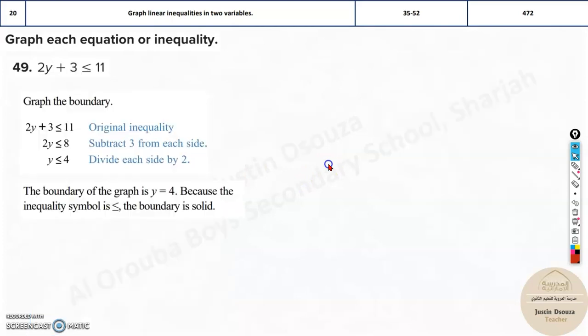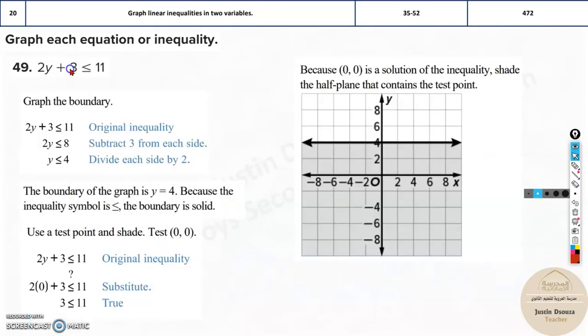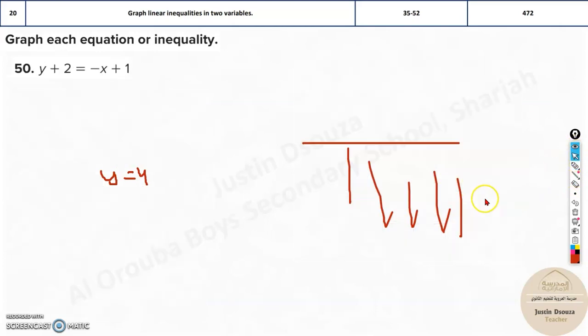Last 3 more to go. Now over here, when you simplify, see over here, there is no x term. When you simplify this, what is happening? Y is less than or equal to 4. So draw a graph at y equals 4. Draw this graph, and then less than or equal to means all the line downwards is the shaded region.